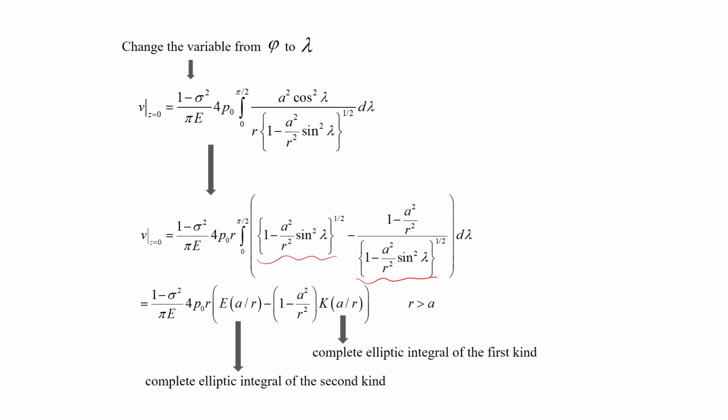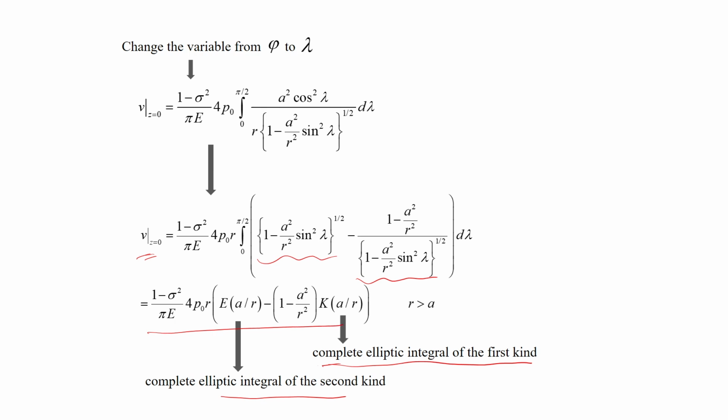This quantity is called the complete elliptic integral of the first kind, represented by capital K, and this also has definite values at 0, pi by 2 and so on, and this quantity is called the complete elliptic integral of the second kind, that we have already seen. So, the vertical displacement at a point B that is away from the area of loading will be given by this quantity.